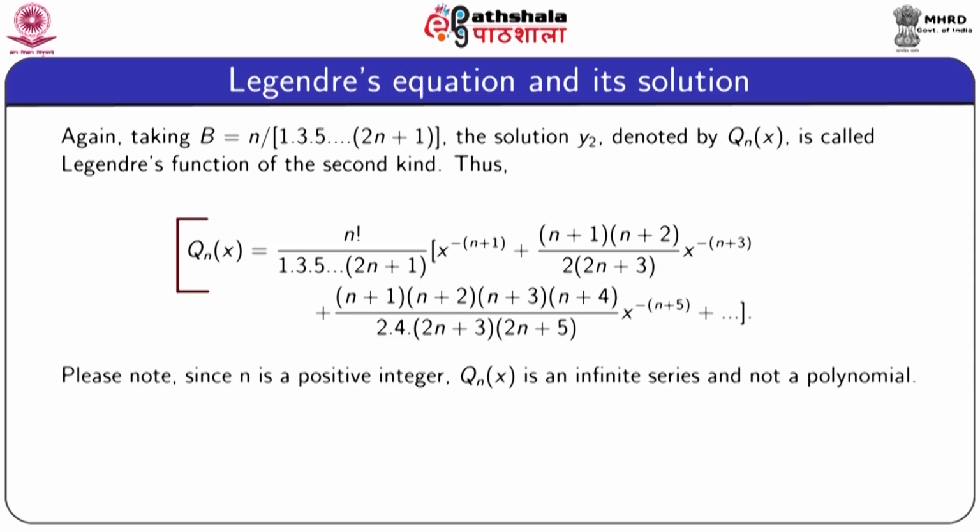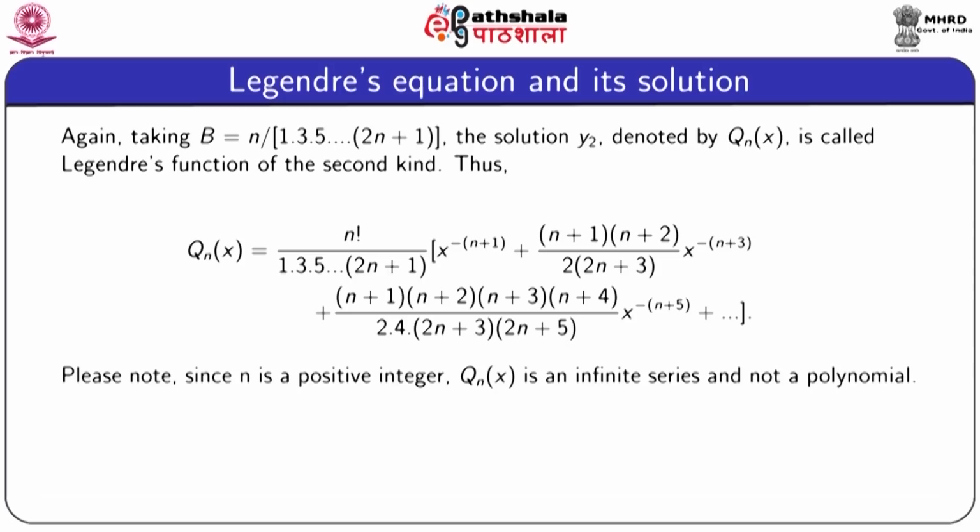plus 2 divided by 2 into 2n plus 3, x to the power minus of n plus 3, plus n plus 1 into n plus 2 into n plus 3 into n plus 4 divided by 2 dot 4 into 2n plus 3 into 2n plus 5, x to the power minus of n plus 5, plus dot dot. Please note, since n is a positive integer, this Qn(x) is an infinite series and not a polynomial, and that is why we call this Legendre's function of second kind, not a Legendre's polynomial of second kind.